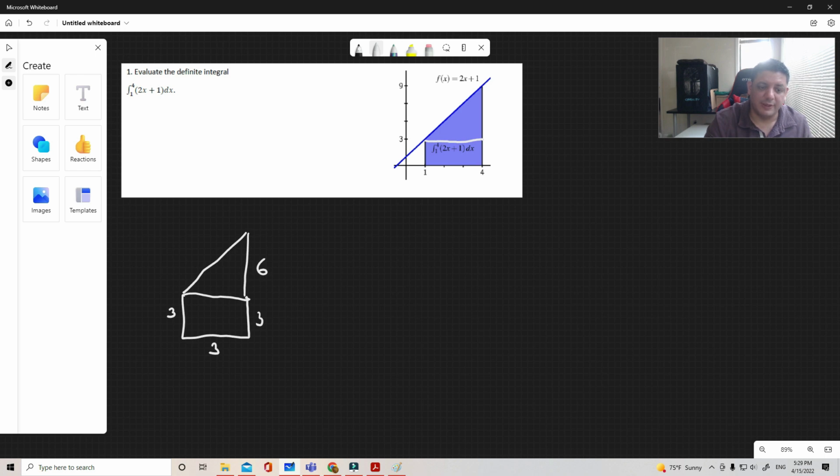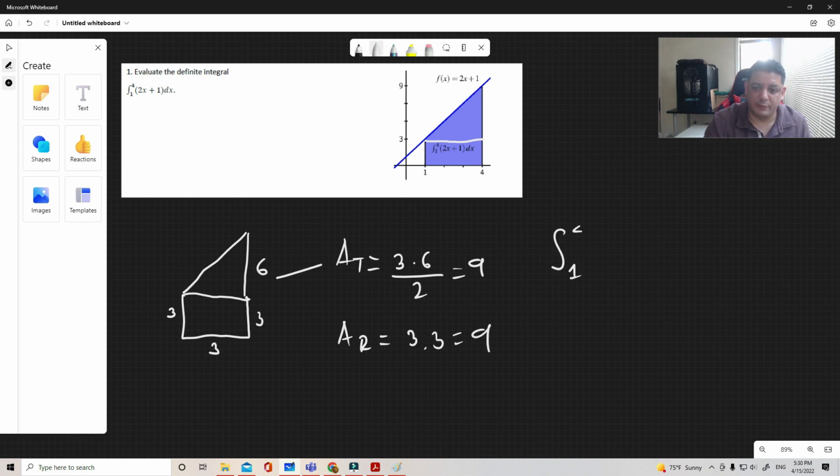that means that the height for this triangle is going to be 6. So the area of the triangle is going to be given by the base, which is 3, by the height, which is 6, divided by 2. And so this is going to be 9. Now the area of the rectangle is going to be base, which is 3, by height, which is 3 as well. And so that's also 9. So in this case, we can claim that the integral from 1 to 4 of 2x plus 1 dx is just the sum of these things. 9 plus 9, so it's 18.